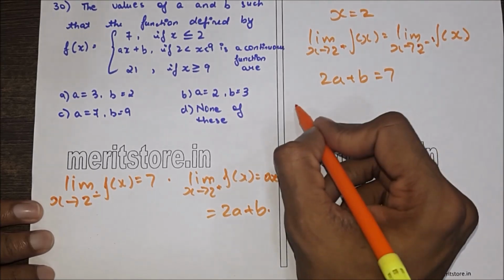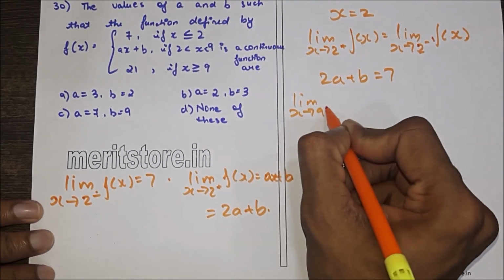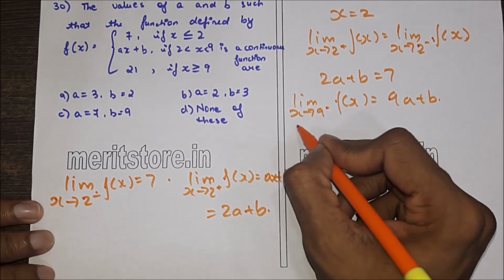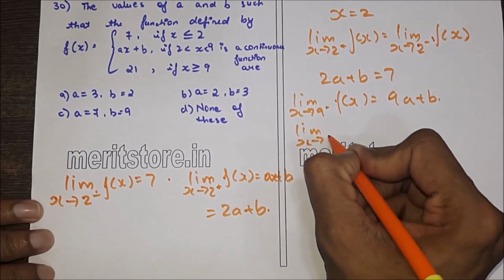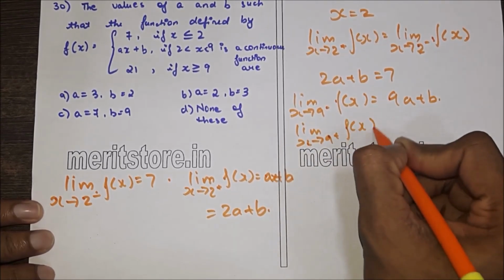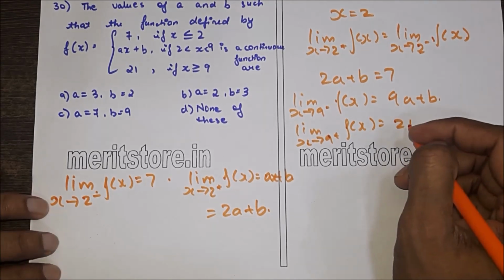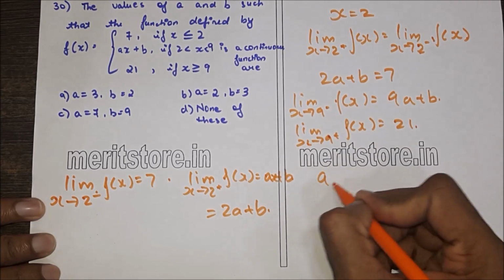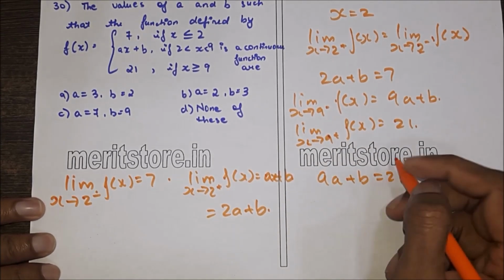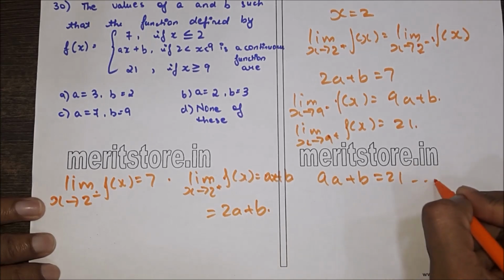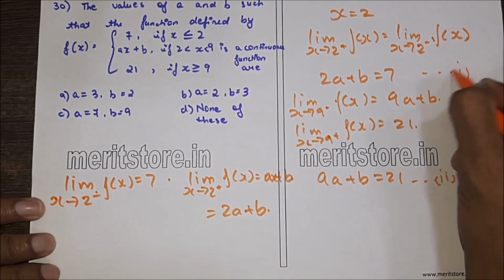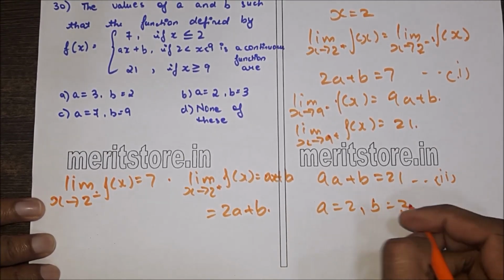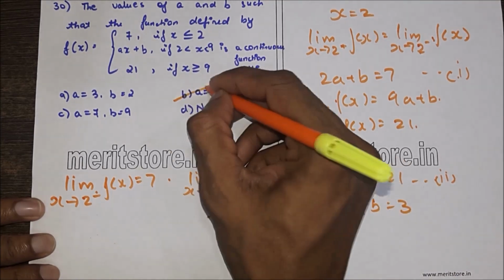So similarly, limit x approaches to 9 from the left hand side of f of x equal to 9a plus b, same as limit x approaches to 9 from the right hand side of f of x, which is equal to 21. Since f of x is continuous at x is equal to 9, both can be equal to each other, so we get 9a plus b equal to 21. Therefore, solving both, this as equation 1 and this as equation 2, solving 1 and 2, we get a equal to 2 and b equal to 3, which is our option. We see option B is the correct answer.